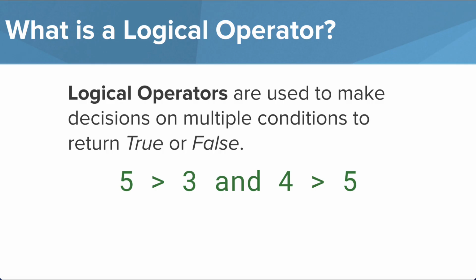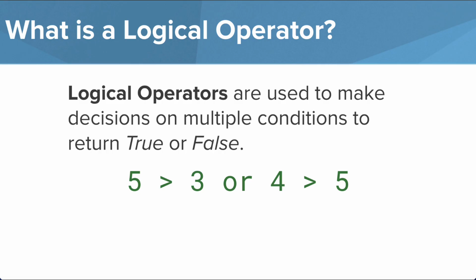For the AND operator to evaluate to true, both conditions must evaluate to true. In this case, the two conditions we are checking are 5 is greater than 3 and 4 is greater than 5. The first comparison, 5 is greater than 3, evaluates to true. The second comparison, 4 is greater than 5, evaluates to false. So the combined condition evaluates to false.